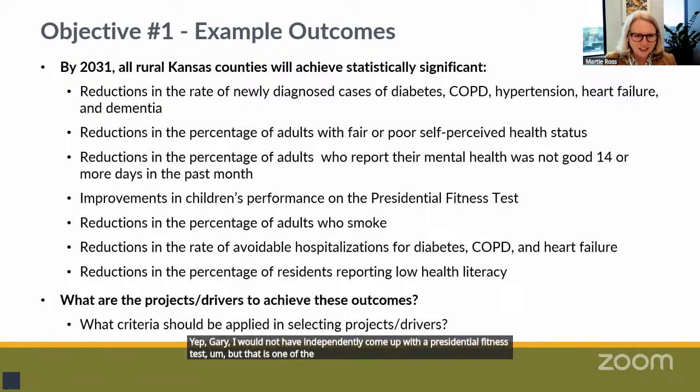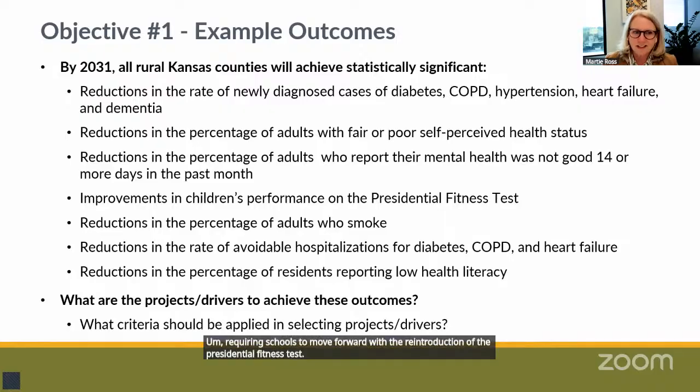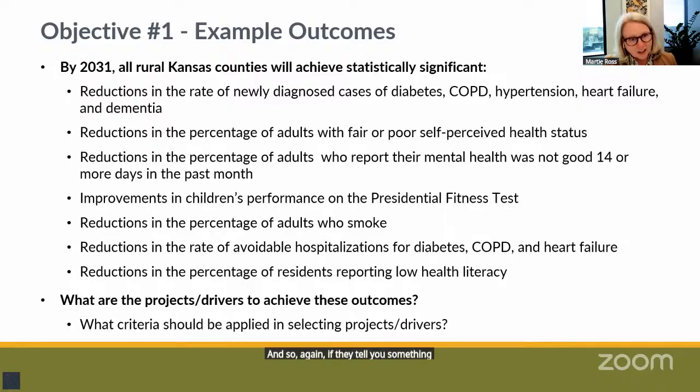of the state policy factors that's called out, is the state requiring schools to move forward with the reintroduction of the presidential fitness test. And so again, if they tell you something, tell it to them back, is the theory of grant writing. And so that was the reason that particular one was highlighted.